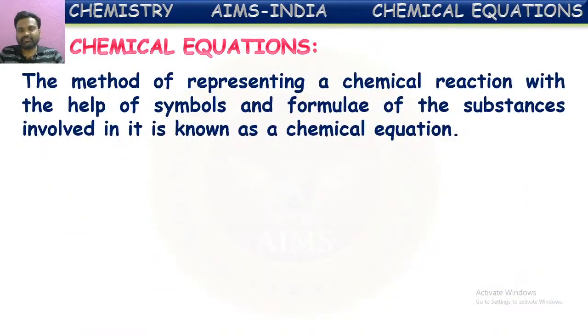What is a chemical equation first of all? The method of representing a chemical reaction with the help of symbols and formulae of the substances involved in it is known as a chemical equation. So what is meant by chemical equation? The method, the shorthand representation, to say simply.